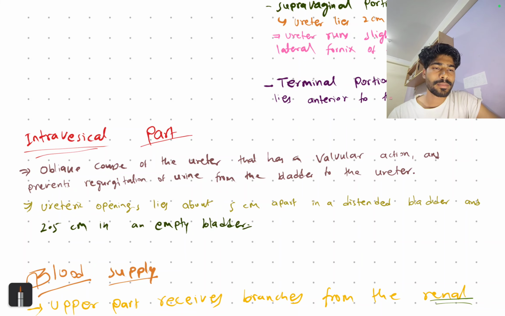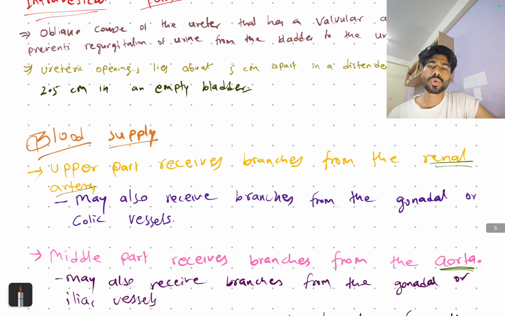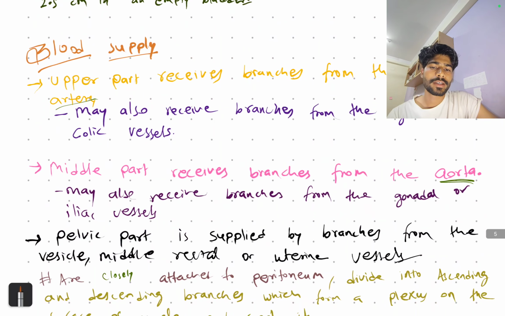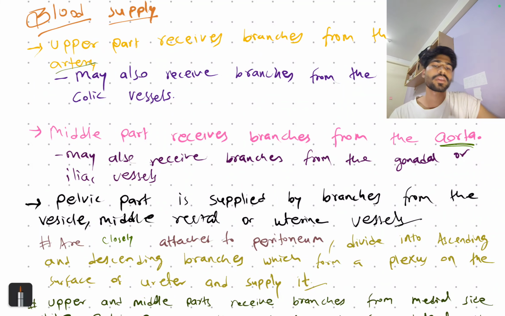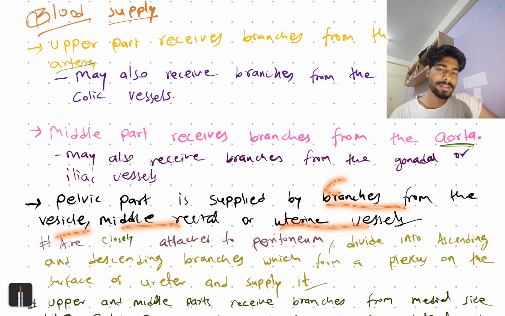When the bladder is completely full, the distance between the two ureters in the bladder is 5 centimeters. But when the bladder is empty, the distance between the two ureters is only 2.5 centimeters. Then, blood supply. The upper part receives branches from the renal artery, and it may also receive branches from the gonadal or colic vessels. The middle part receives branches from the abdominal aorta directly, and it may also receive branches from the gonadal or iliac vessels. Then the pelvic part is supplied by branches from the vesical, middle rectal, and uterine vessels.